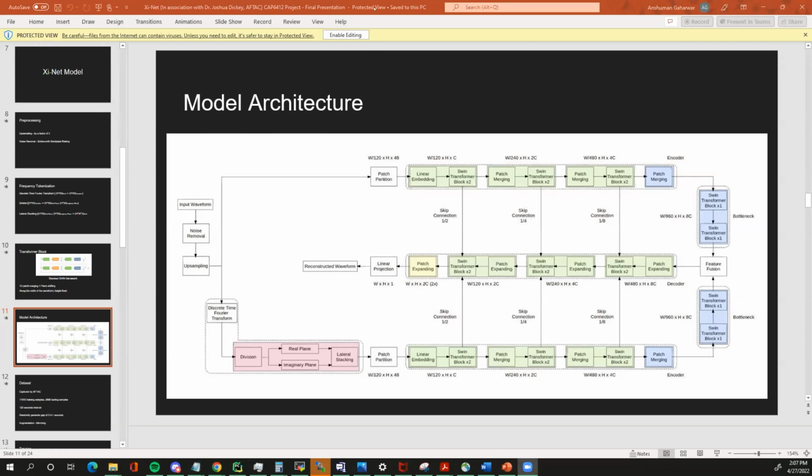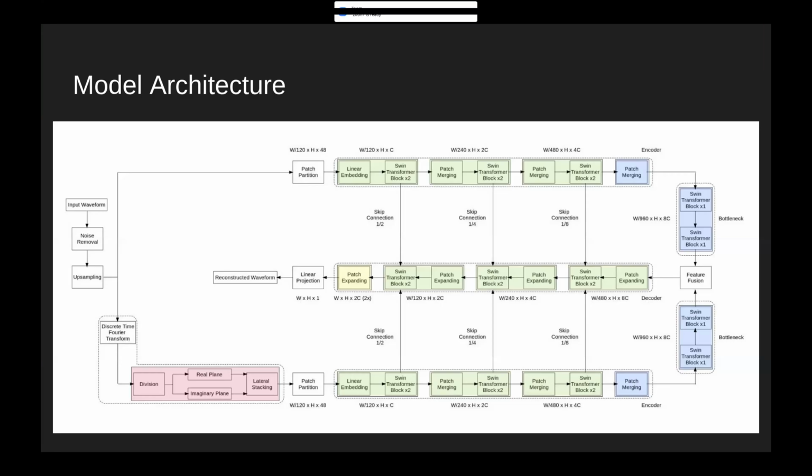Let's just go over the model architecture. One moment, please. Akash, can you mute, please?